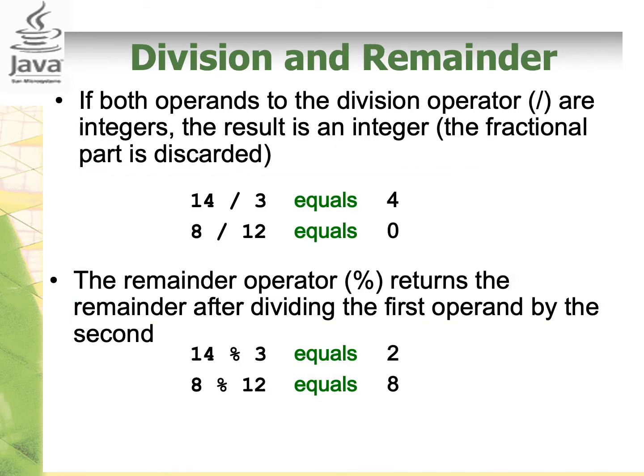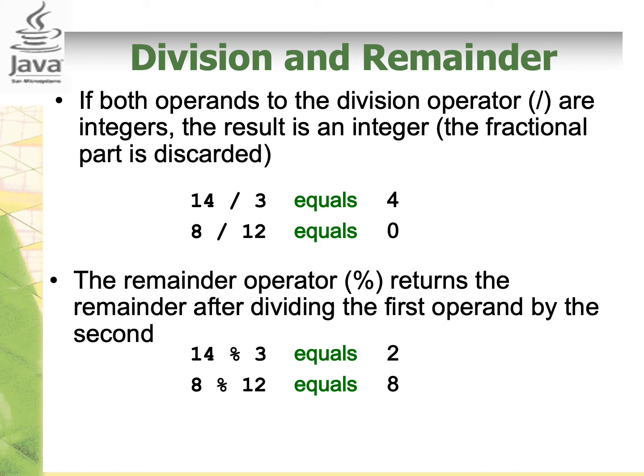Division and remainder. So what is a division and what is a remainder? What's the difference between these two? In division, if both operands to the division operator slash are integers, the result is an integer. The fractional part is discarded. The remainder operator, the modulus, returns the remainder after dividing the first operand by the second.